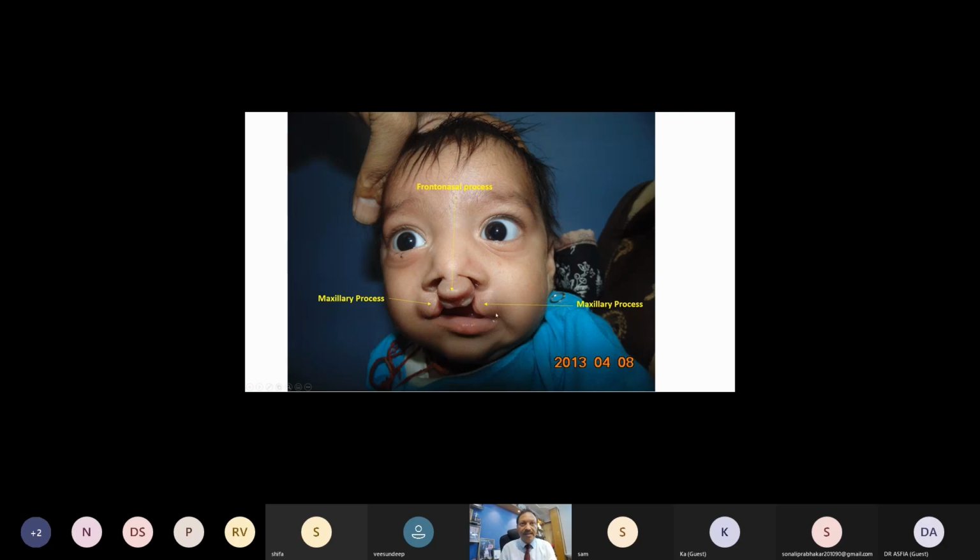If it is bilateral, the lateral parts are by the maxillary process on both sides, and the central part is the frontonasal process. And these have not united. The frontonasal process has not united with the maxillary process, and therefore here is a cleft. And on the other side as well, the frontonasal process has not united with the maxillary process, and you have the cleft on this side too.